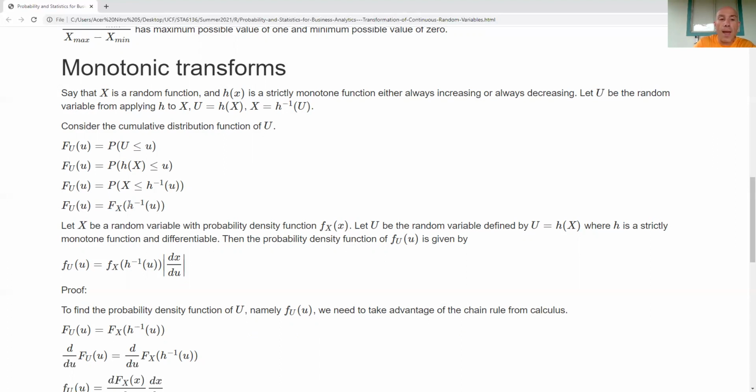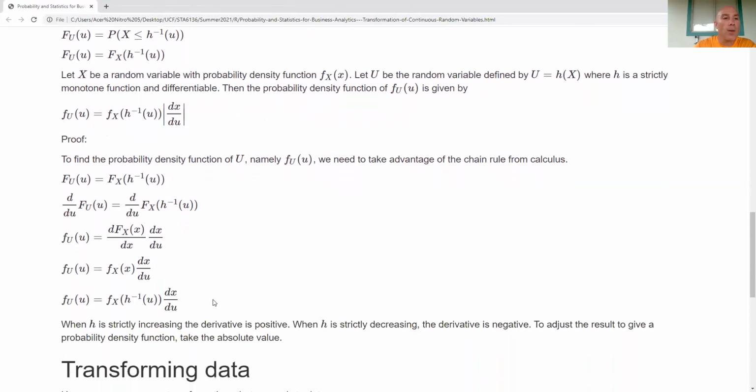Over here, you notice I have this h inverse on the inside. So what's going to happen is that I'm going to have to use chain rule, or equivalently u substitution, to accomplish this. So here, when I have this particular relationship between u and h is strictly monotone and differentiable, then the probability distribution function of u is equal to the probability distribution function of x with h inverse on the inside times the absolute value of the derivative of x with respect to u.